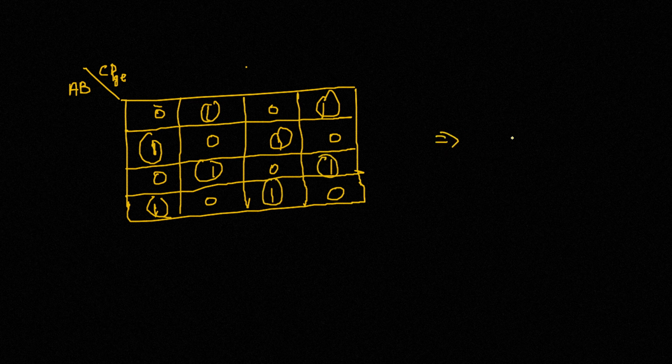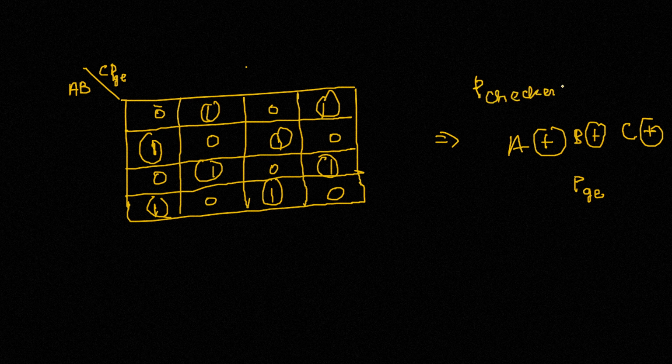So for this, we can write it as A XOR B XOR C XOR parity generator. So this is the variable expression, or the Boolean expression, for the parity checker. So with that, we've come to an end of this chapter.